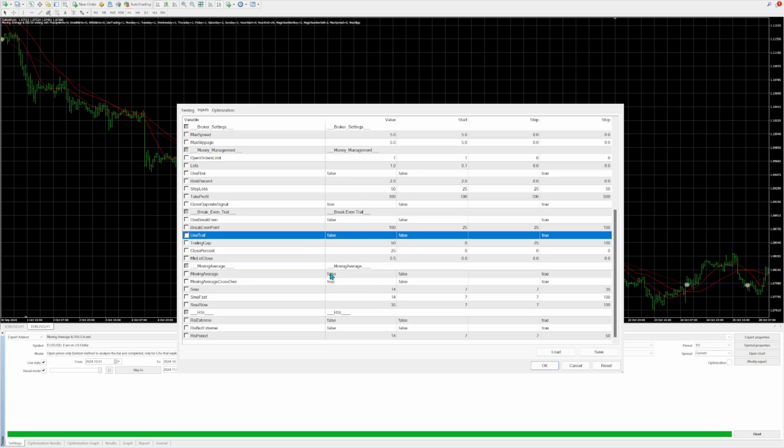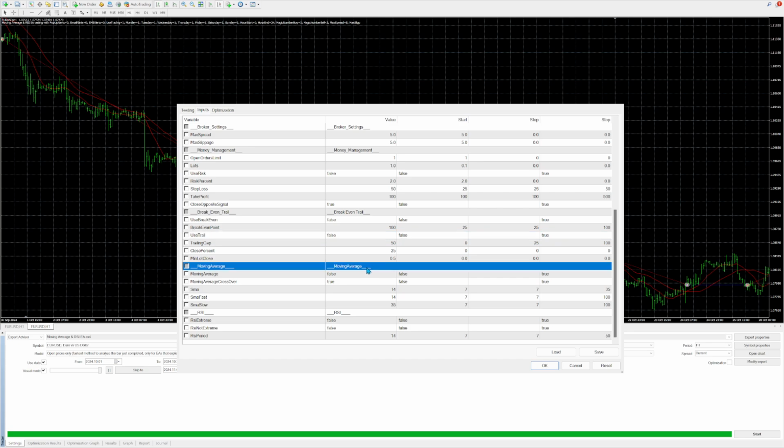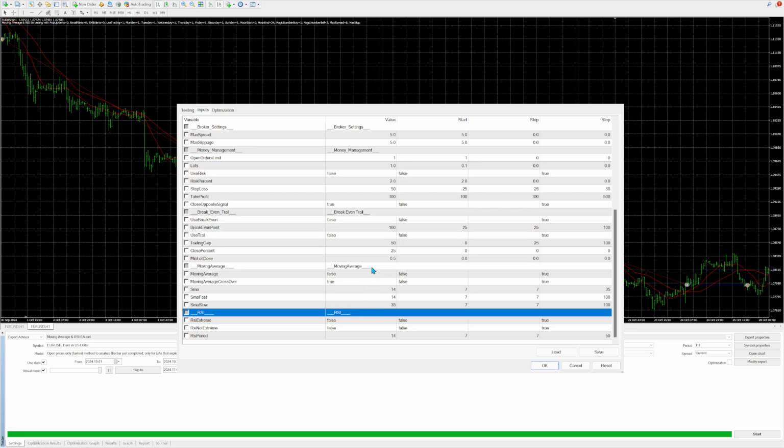Okay, so that's the money management covered. And this is the nitty gritty, which is basically the trading strategy used. So there's two indicators implemented within the EA, and that's the moving average and RSI.